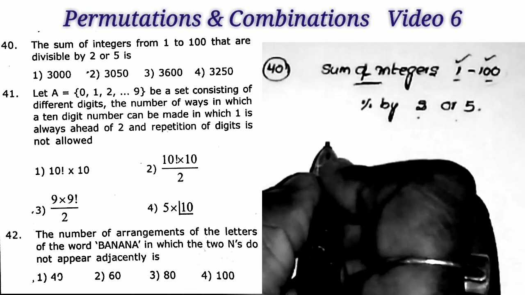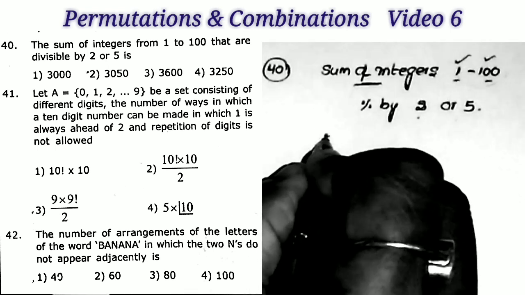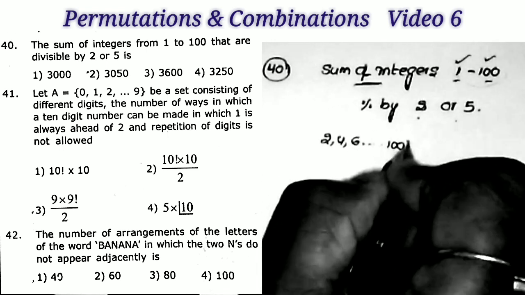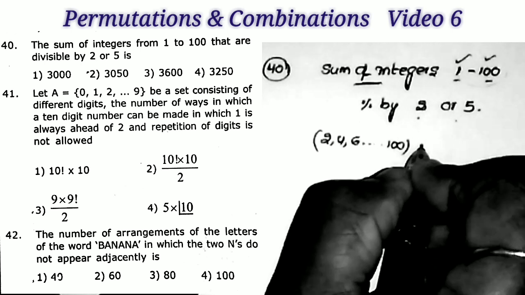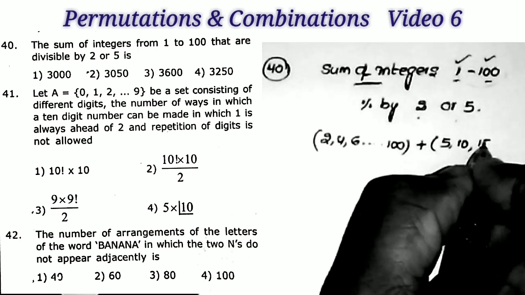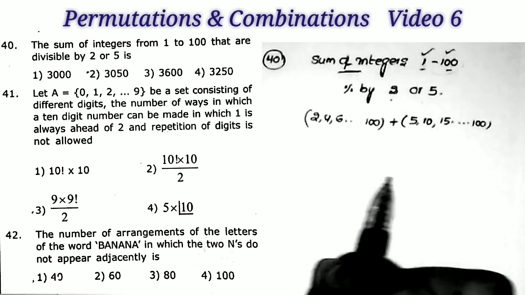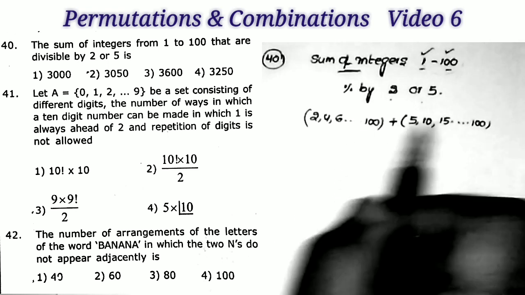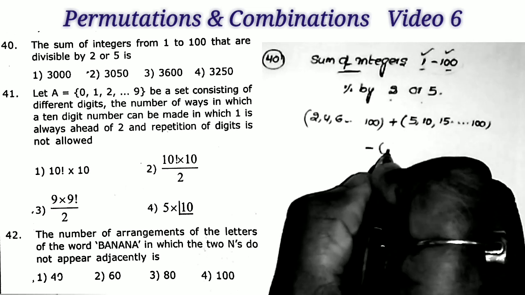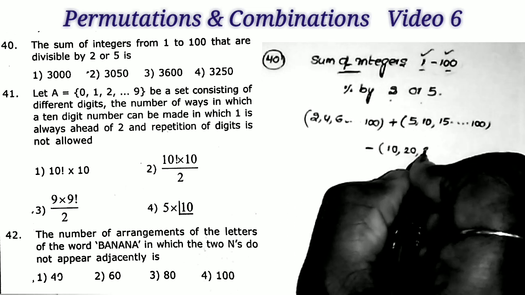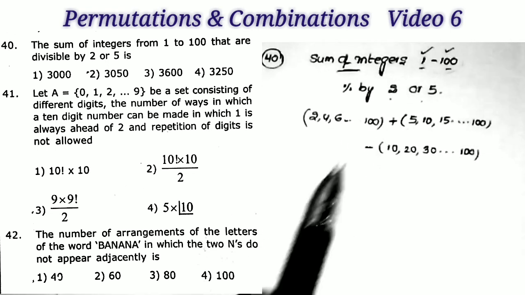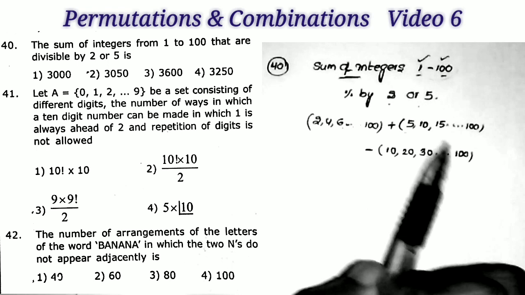So first I take the numbers which are divisible by 2. What are the numbers? 2, 4, 6, 8, 10 and so on up to 100. These are all the numbers divisible by 2. And next I write the numbers which are divisible by 5: 5, 10, 15 and so on. Now see here, some of the numbers are common in both of these sets. What are those common numbers? Here we have 10, and here we have 10. That is 10, 20, 30 and so on up to 100. These are the common numbers in these two sets, so we are removing the common numbers here.